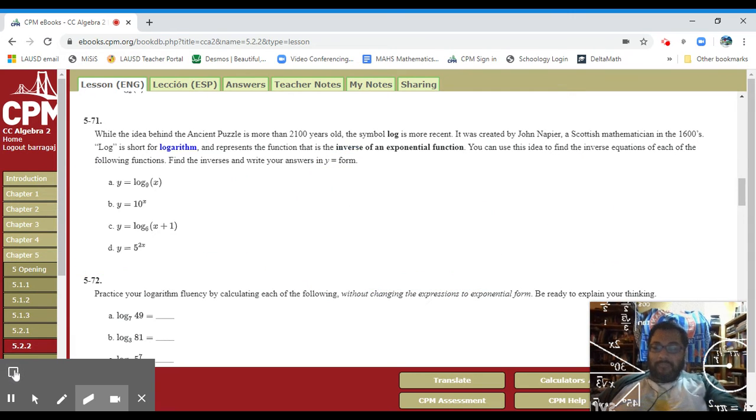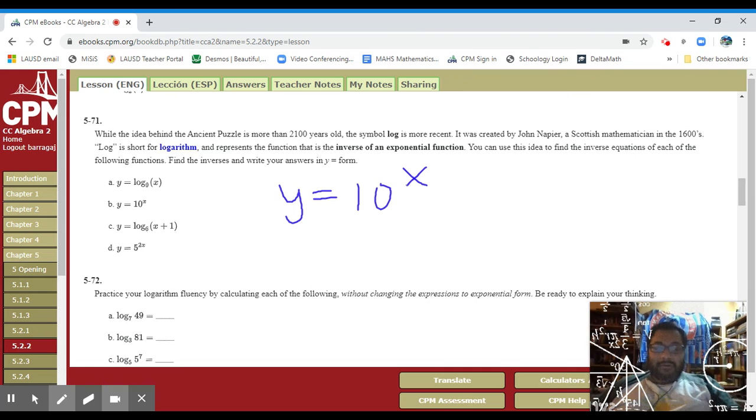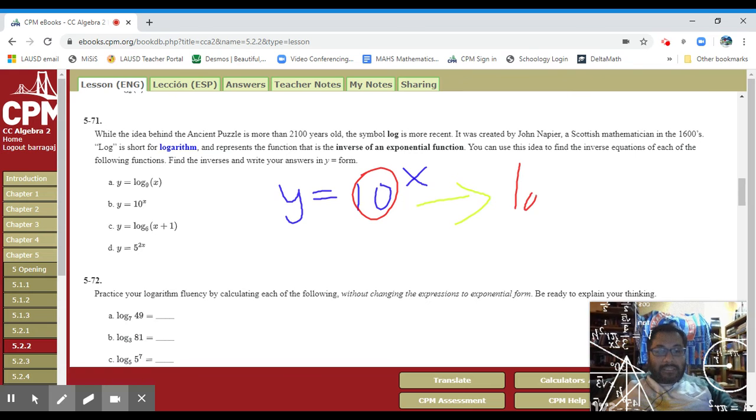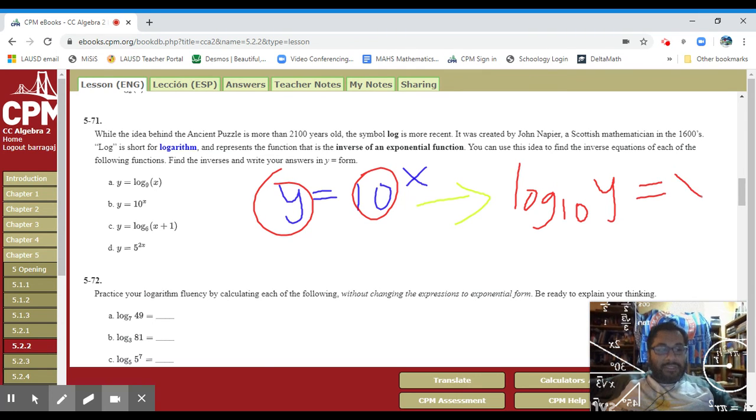Let's try this one more time. This time we have the exponent written already. We have it written as an exponent, and then we have y equals 10 to the x. We're going to rewrite this, completely change it. Let me use a different color. Remember, the base is 10, so we would write it as log base 10. And then remember, we're looking for the answer. The answer is actually what would give me the exponent. So we switch everything.